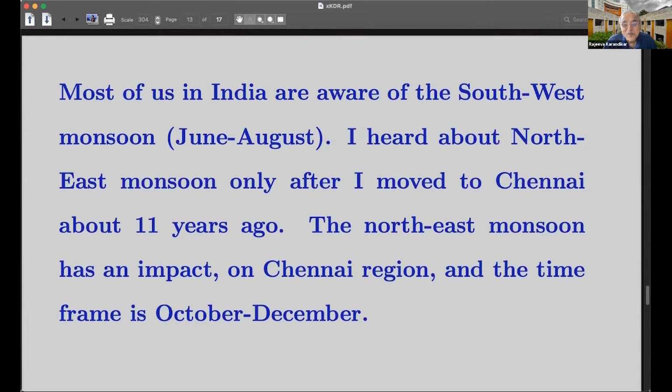Another important fact: most of us in India are aware of the southwest monsoon. I heard about the northeast monsoon only after I moved to Chennai about 11 years ago. First time when I read it, I wondered, what is this northeast monsoon? I had never even heard about it. But it is there. It has an impact, especially in the Chennai region, maybe in some other regions too, but certainly in Chennai. The time frame is October to December. We have far more rainy days then than in the July-August time. And this brings in another interesting aspect: given that these two time frames are distinct and their impacts are distinct, that may give us some more statistical thinking in the data, in bringing out the connection between the two.